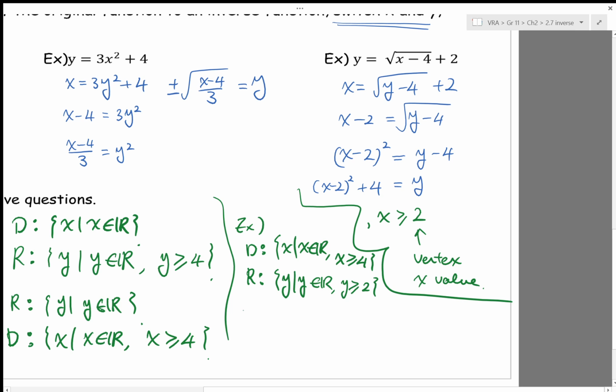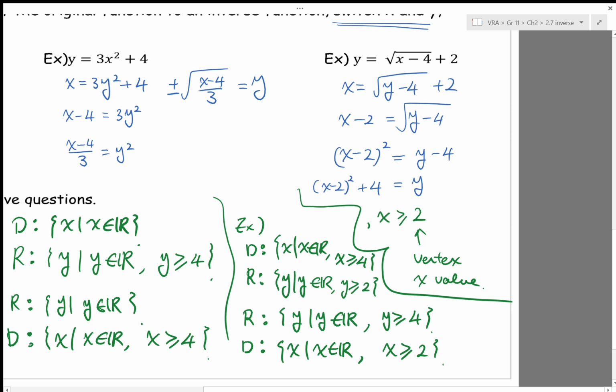Now, then the range and the domain change. This is a special case, so I told you that you have to be careful with it, right? Your range now is a part of the real numbers, and your y value is greater than or equal to 4. Then your domain is x such that x is a part of the real numbers, and x is greater than or equal to 2, as I said before when you were changing the equation of the radical.